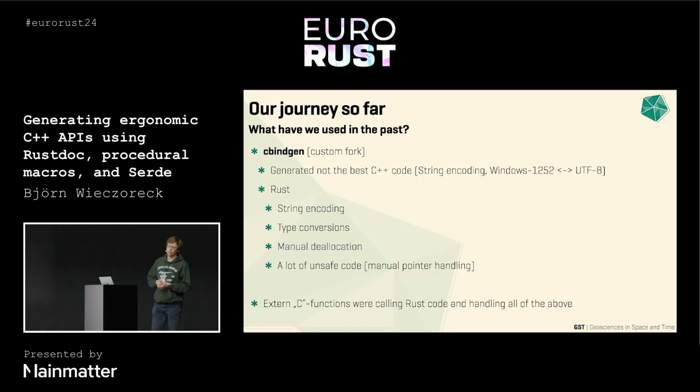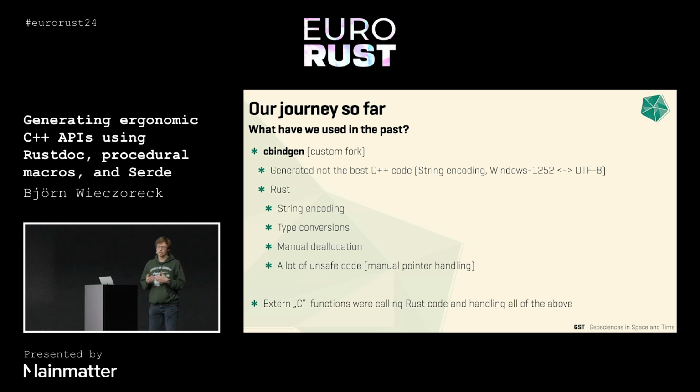So what have we used in the past? The first thing that we used was cbindgen. Most of you will probably notice. We relatively quickly moved to our own custom fork because we needed a couple of adjustments so that it would work a bit nicer with our C++ code. And we've been using this for a while.